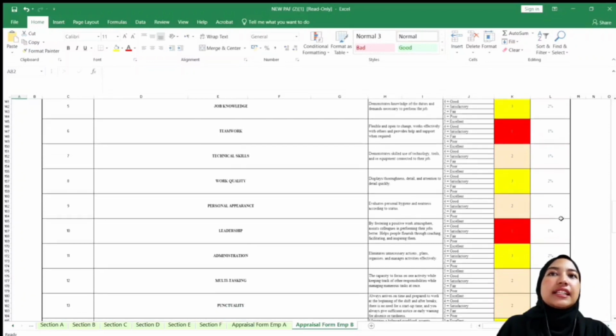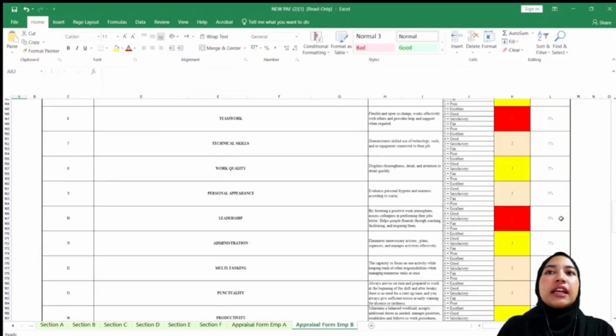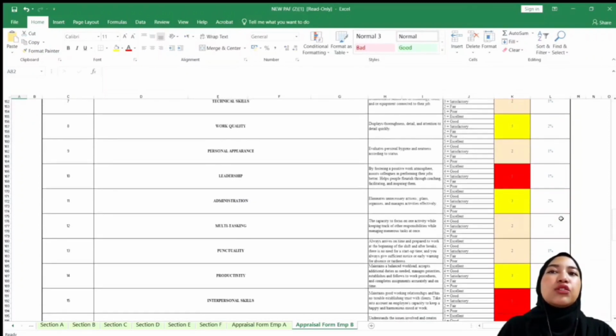For his technical skills, he only has a fair score, and his work quality is overall satisfactory, even though he has some disadvantages. He is also not a good leader, and he can do only a little administration work like planning, organizing, and managing.